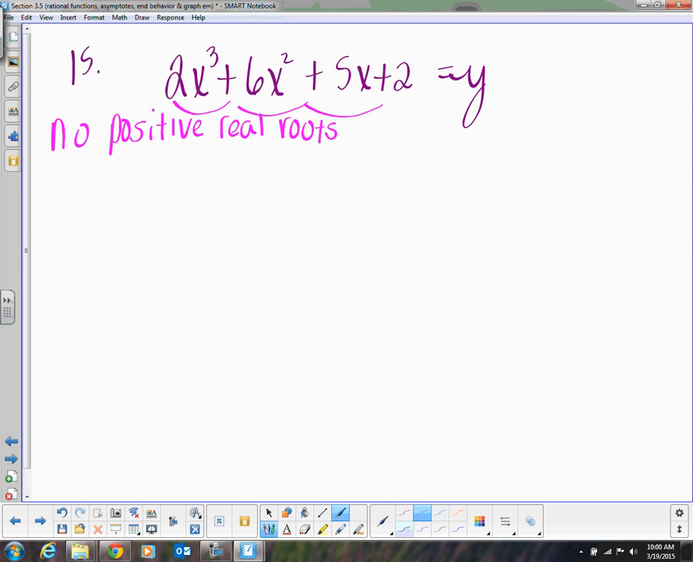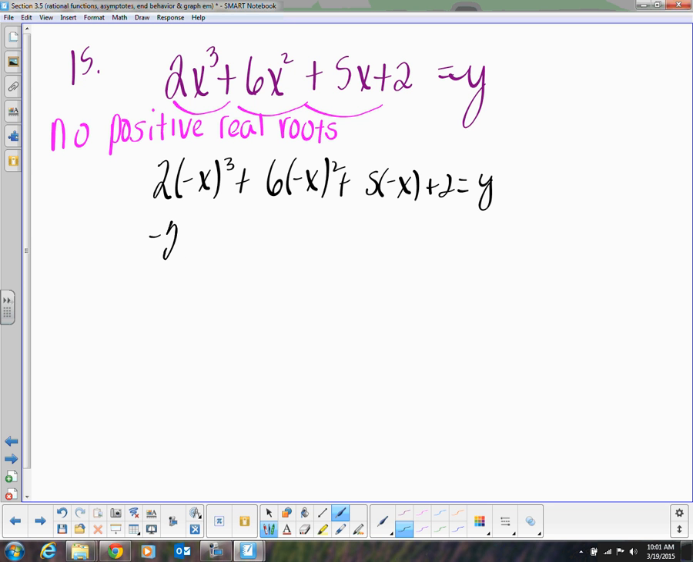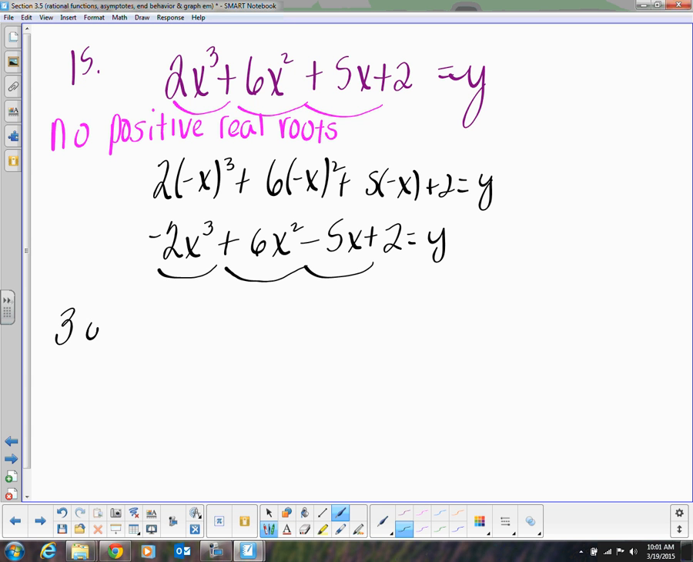Now look, this is going to save you a lot of time. We're going to put negative x cubed plus 6 times negative x squared plus 5 times negative x plus 2. When you cube a negative, it stays negative. When you square a negative, no signs change. Change that to a negative, and nothing happens finally. So you've got 1, yep, 2, yep. So we have 3 or 1 negative real root.